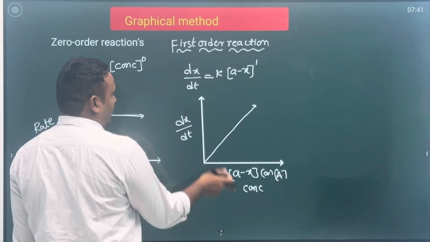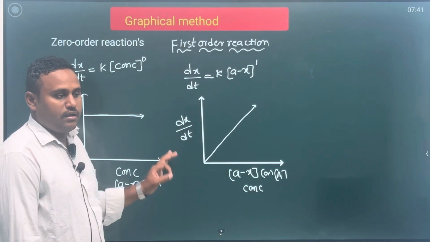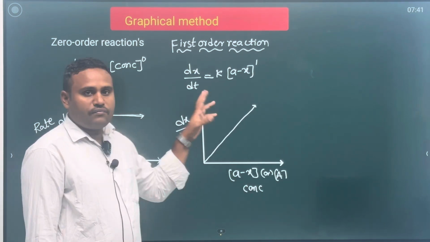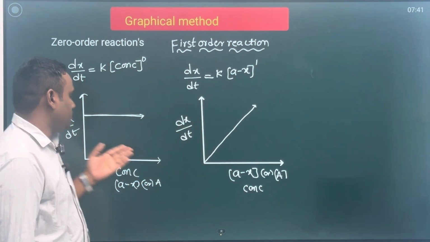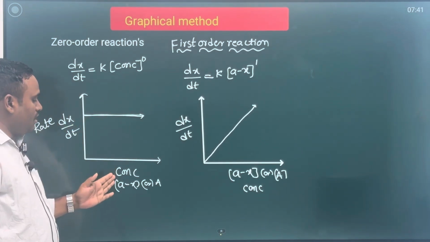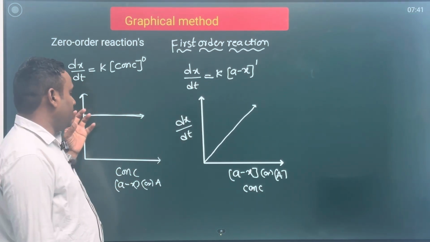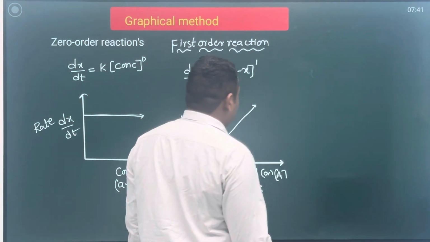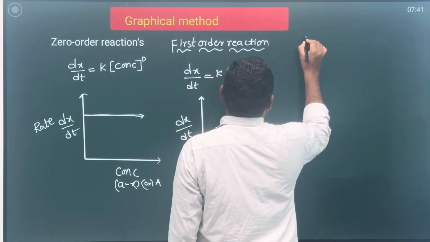So they are directly related, which means, children, in first order reaction, as concentration increases, the rate of reaction also increases, whereas in zero order reaction, however much the concentration increases, the rate of reaction does not change at all. Next, second order reactions.